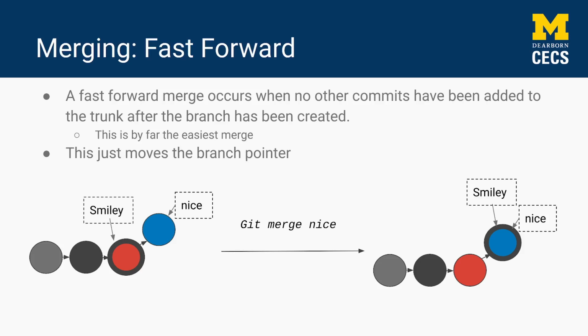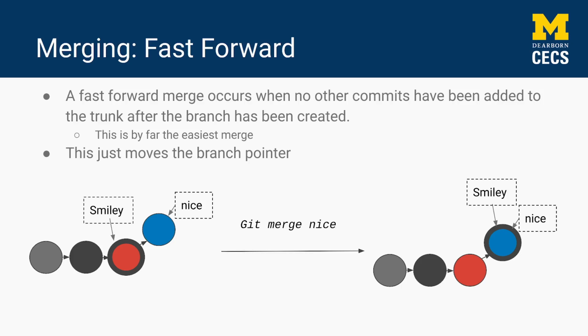Essentially, all you do is, let's say we're merging nice into smiley. So you can see nice is ahead of smiley. You can only merge new information. You can't merge away information. That doesn't really make sense. So we want to make smiley be equal to nice. So because we have 1 commit forward, when we're on smiley, we run the command git merge nice. This is something I didn't realize. You want to be on the branch that you're merging into when you run these commands. The documentation doesn't really make that clear.